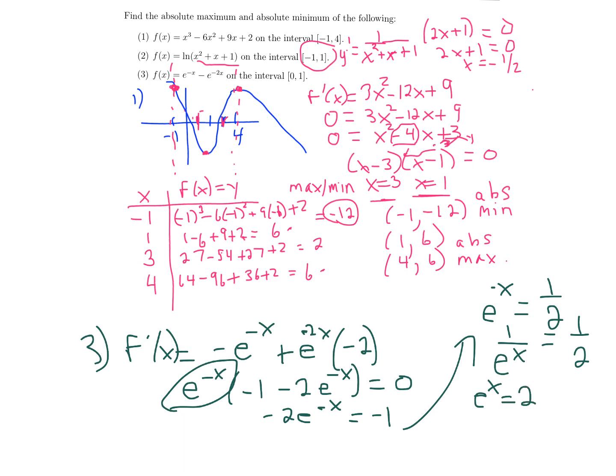And then you would solve that on your calculator to solve for the exponent x that gives us 2 when we put it on the base e, and that's going to be slightly less than 1. Now you're going to test between 0 and 1, and our value for x is going to be between 0 and 1, so you're going to test 0, you're going to test this value, and then you're going to test 1, and you're going to look for your absolute max and your absolute min.